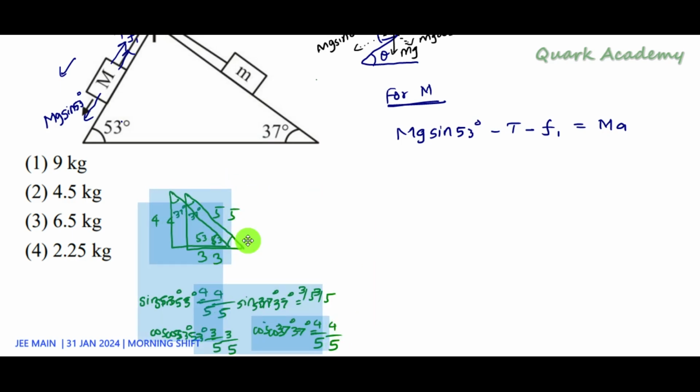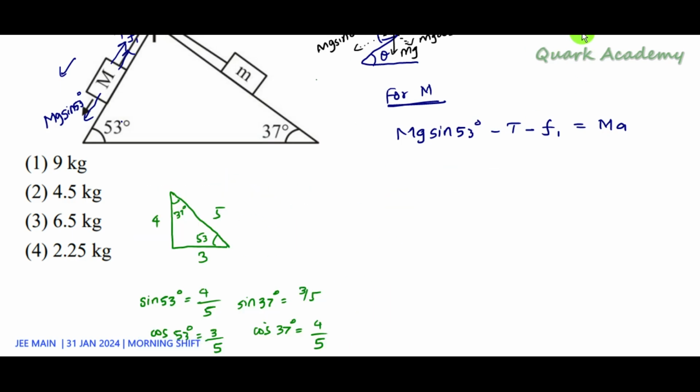So yeah, this you should remember because some problems will give you this special case. We can figure out tension if we substitute the rest of the things. So I'll keep tension on one side, rest of the things on the other side: mg sine 53 minus F. F also we can expand.